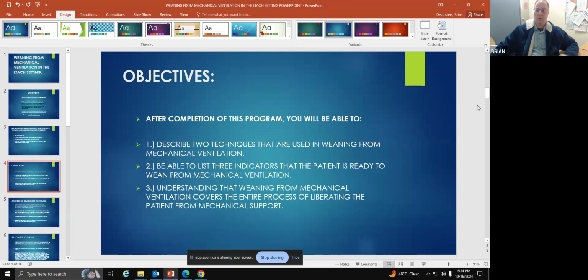After completion of this program, you will be able to describe two techniques that are used in weaning from mechanical ventilation, list three indicators that the patient is ready to wean from mechanical ventilation, and understand that weaning from mechanical ventilation covers the entire process of liberating the patient from mechanical support. And it can be a process, and sometimes a slow one.